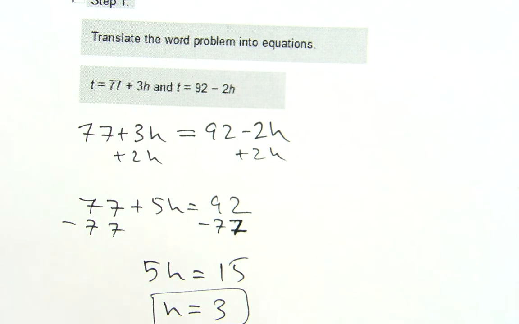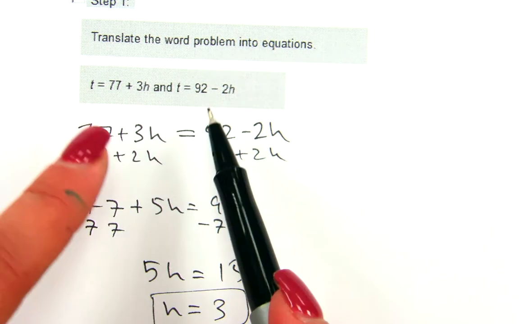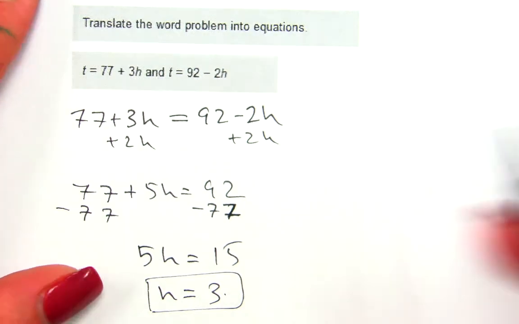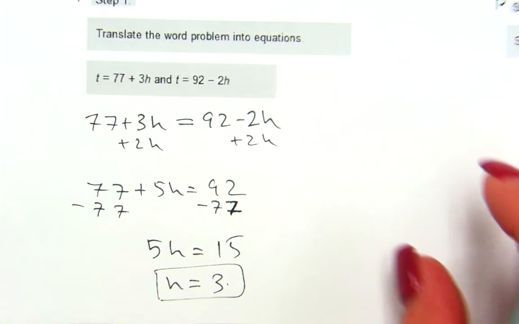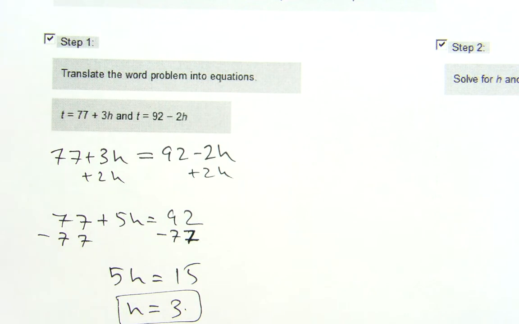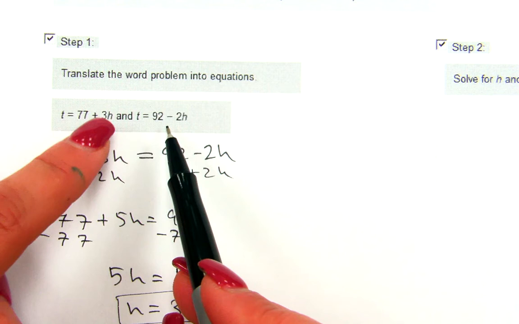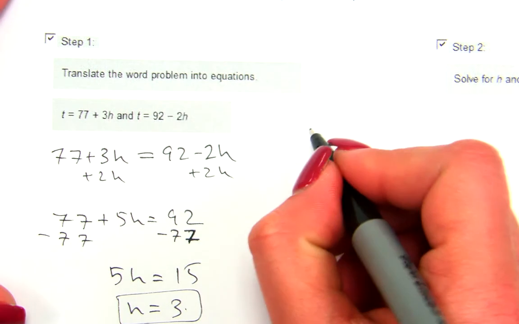So the question is, well, H was our hours, right? That means in 3 hours from their current temperatures, 77 and 92 respectively, their temperatures are going to be the same. So what is the temperature? That's the question. So now you need to plug it in. Either plug it in for the first equation or for the second equation. It doesn't matter, but one of them needs to get plugged in.